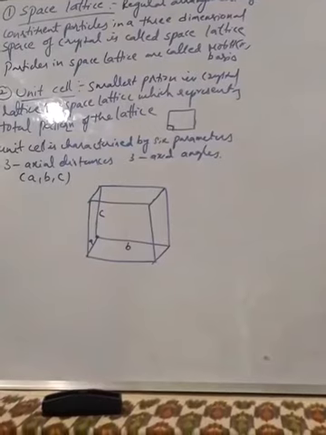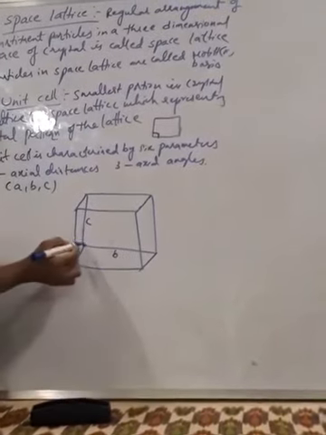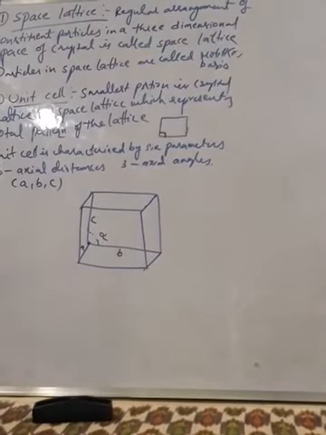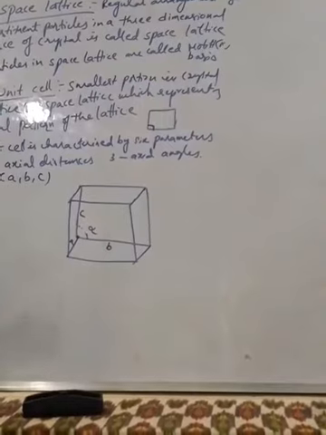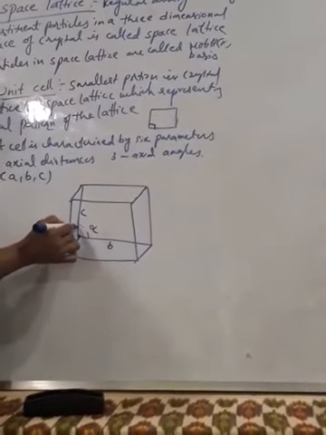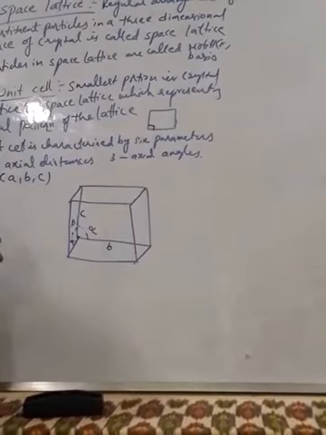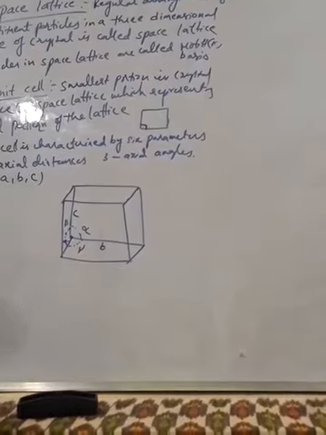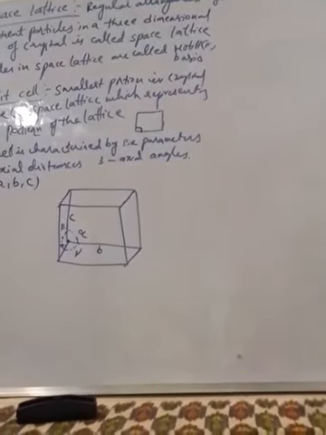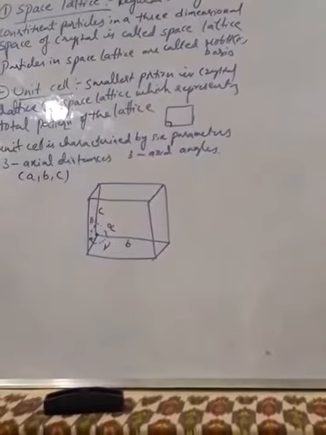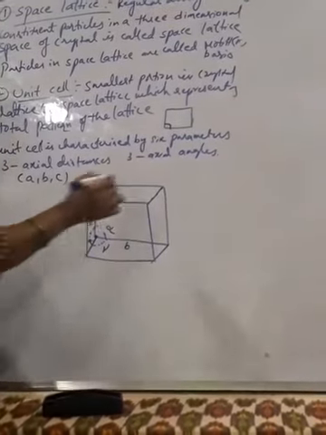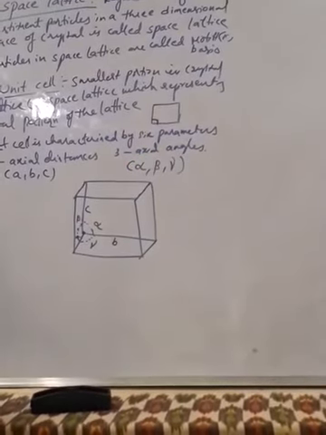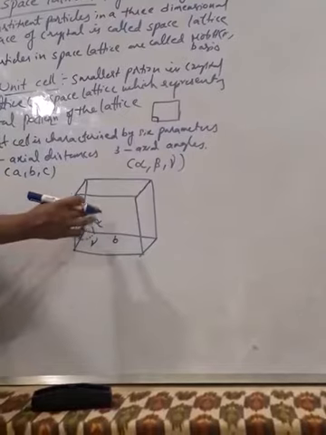Okay. Then coming to axial angles. Angle between C and B. This is alpha. Okay. And angle between A and C. This is beta. And angle between A and B. This is gamma. Okay. So alpha, beta, gamma. So all these are axial angles. So axial angles are alpha, beta and gamma. Okay. So this is the structure of a unit cell.